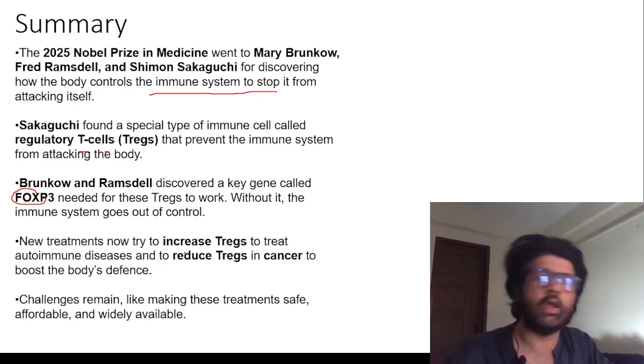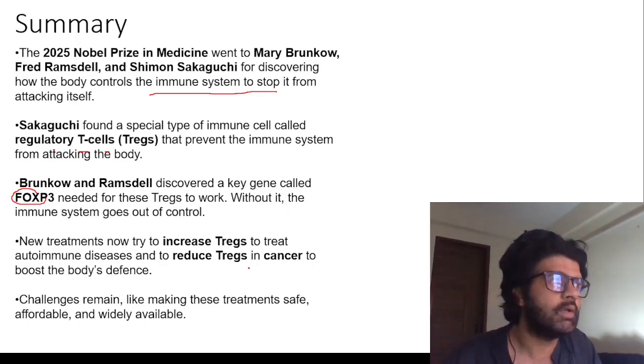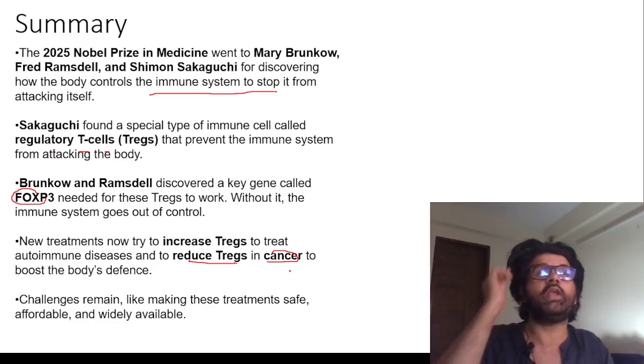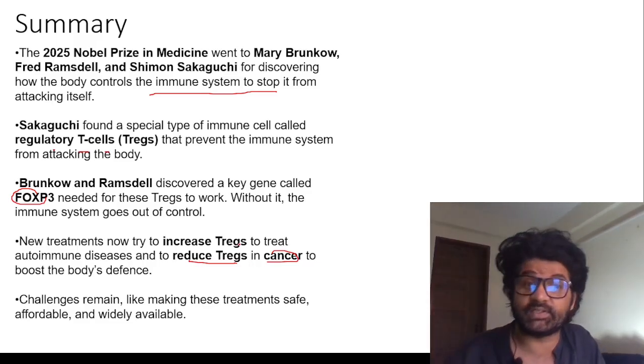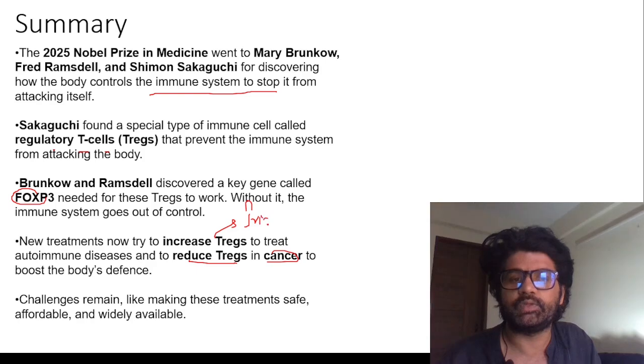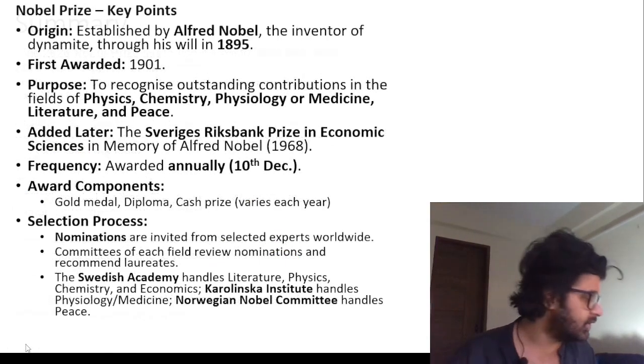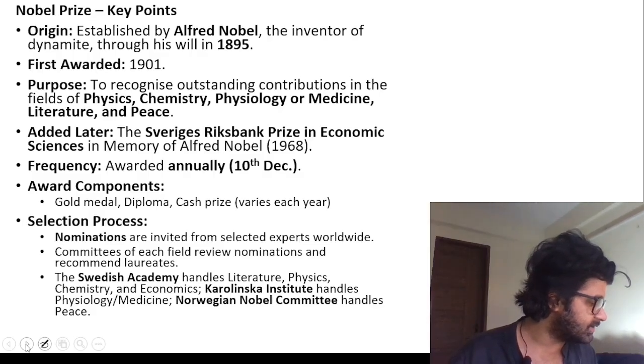But in the case where you want your body's immune system to attack your cells, like in cancer, you have to reduce Tregs. So it's not like you always have to increase Tregs. This is a tricky part, guys. This is actually a very interesting part, so keep these points in mind. Not always do you have to increase Tregs. In the case of cancer, sometimes decreasing Tregs is the way to go.